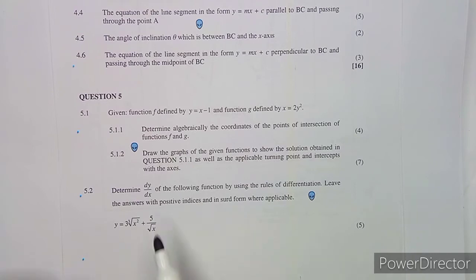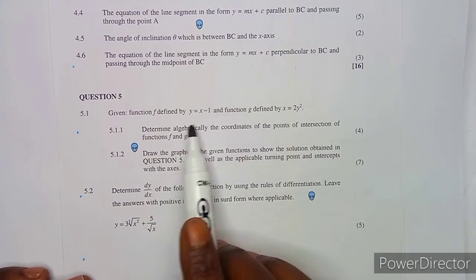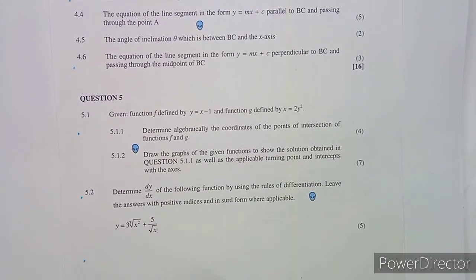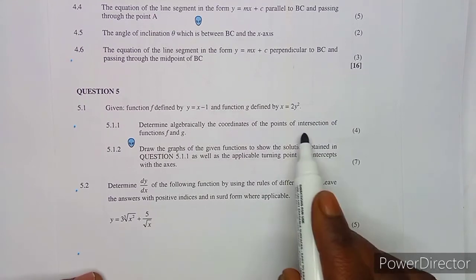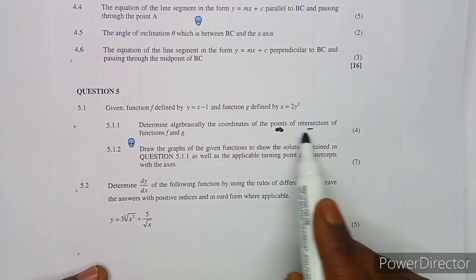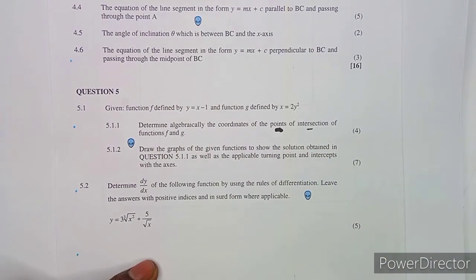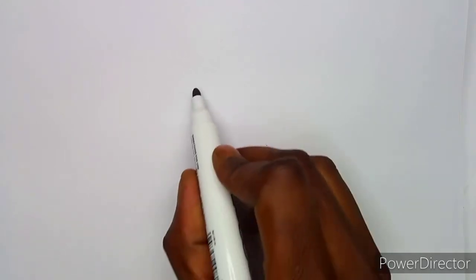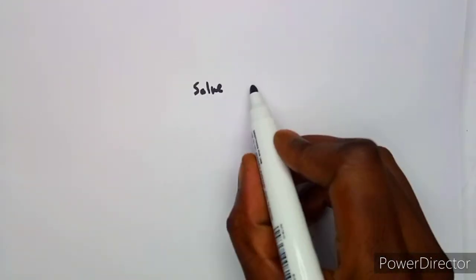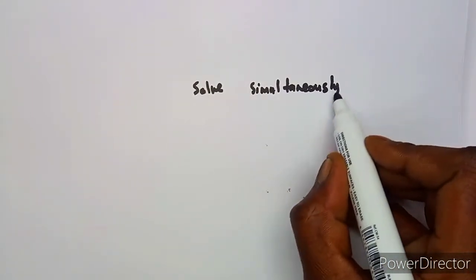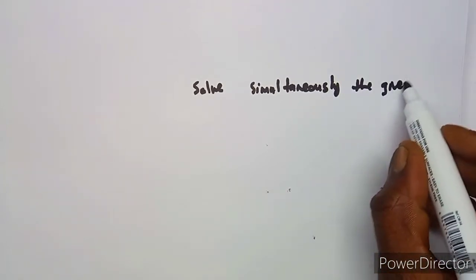So on question number 5, we are given function f defined by, so that's our function f and g. Determine algebraically the coordinates of the point of intersection of functions f and g. Okay, so we need to find the points of intersection. Remember guys, when we are working with the points of intersection, you are supposed to solve the given equations simultaneously.